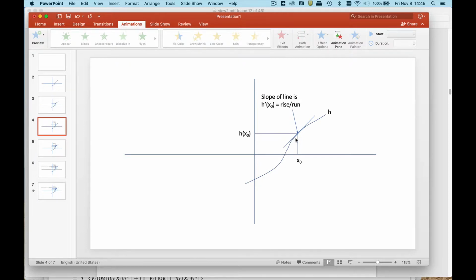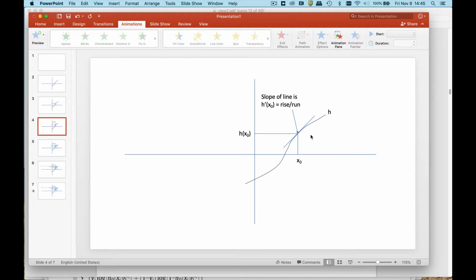We can find the slope of this h function at that point. Now, this slope can have different names. One name that we're going to use is h prime at x naught. So this is just how steep this curve is at this point. That's the way to think about that. That's what the slope is. So this is the first derivative of the h function.